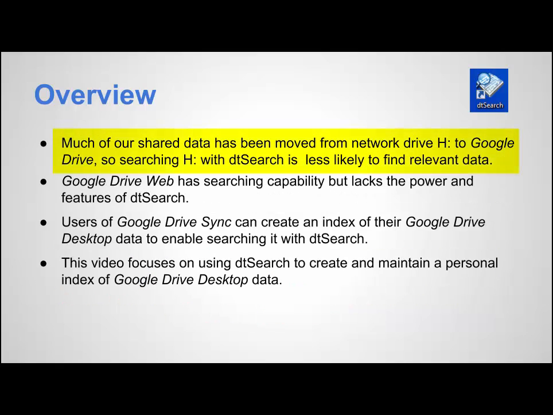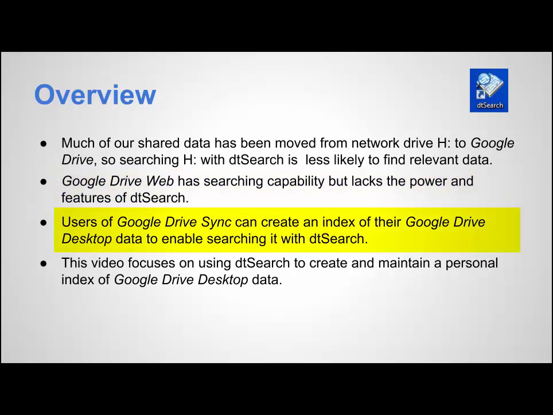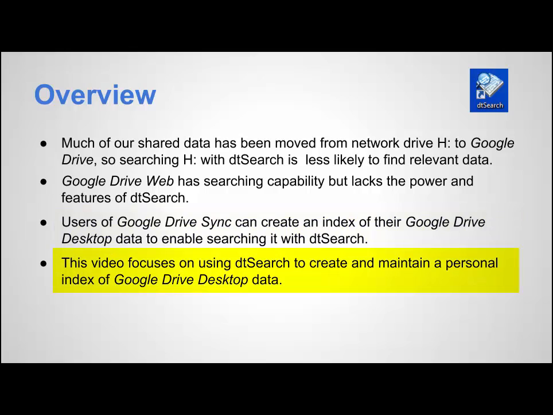Much of our shared data has been moved from Network Drive H to Google Drive, so searching H with dtSearch is less likely to find relevant data. Google Drive Web has searching capability, but it lacks some of the power and features that dtSearch has. Users of Google Drive Sync can create an index of their Google Drive desktop data to enable searching it with dtSearch. This video focuses on using dtSearch to create and maintain a personal index of Google Drive desktop data.